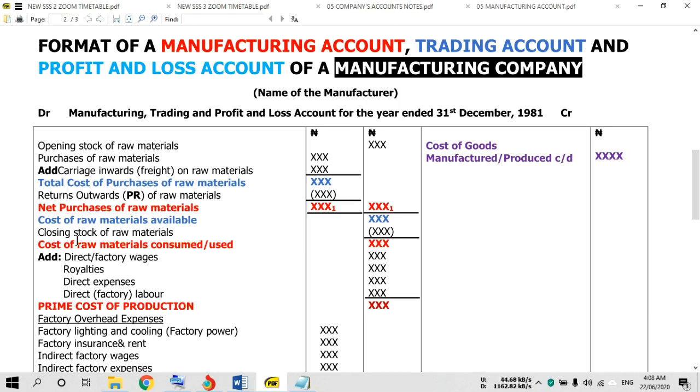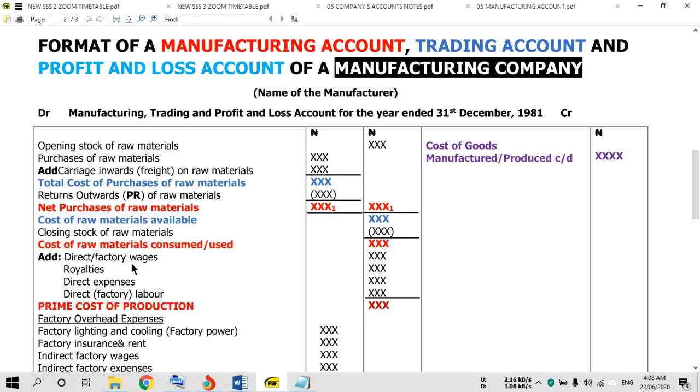Then you look for the closing stock of raw materials. The closing stock of raw materials will always be subtracted from the cost of raw materials available. When you subtract this from the cost of raw materials available, you will get what we call the cost of raw materials consumed or used.